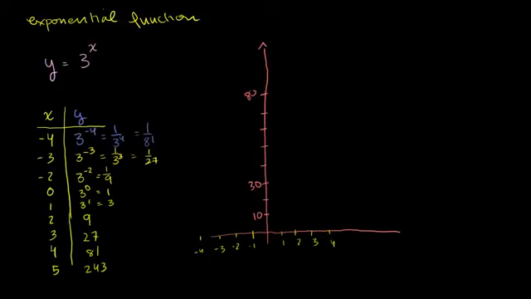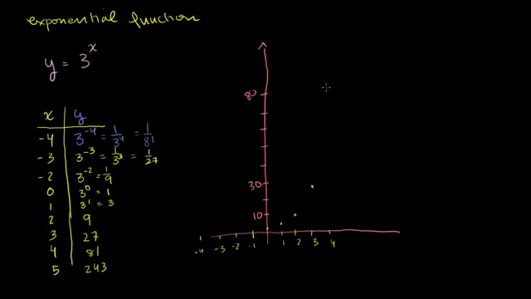So when x is equal to 0, y is equal to 1, which is maybe right around there. When x is equal to 1, y is equal to 3, which is maybe right around there. When x is equal to 2, y is equal to 9, which is right around there. When x is equal to 3, y is equal to 27, which is right around there. When x is equal to 4, y is equal to 81.